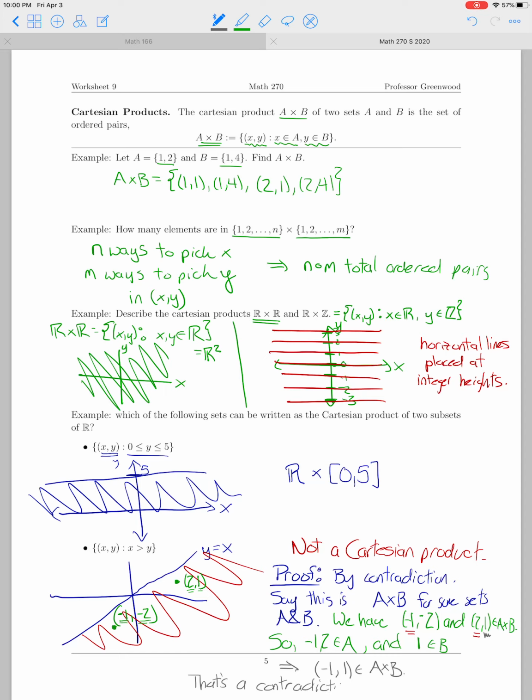And the reason that that's a contradiction is because -1 is less than 1. So x is less than y here. All right, and so that's the end of this proof. It shows that if it were a Cartesian product, there'd have to be extra points in the set that weren't really there. And so this cannot be a Cartesian product.